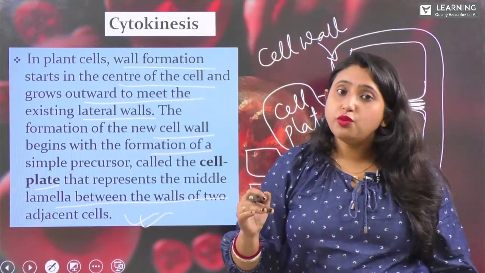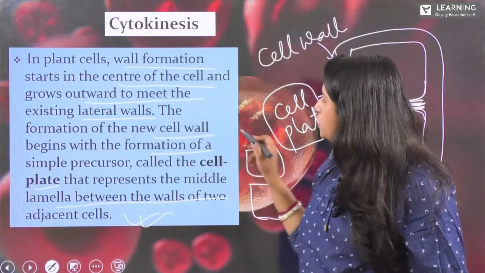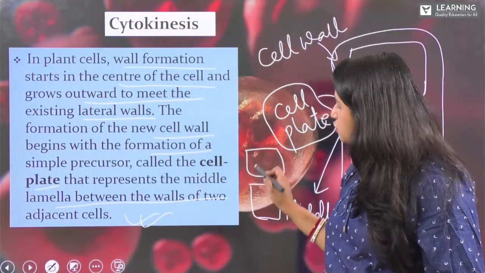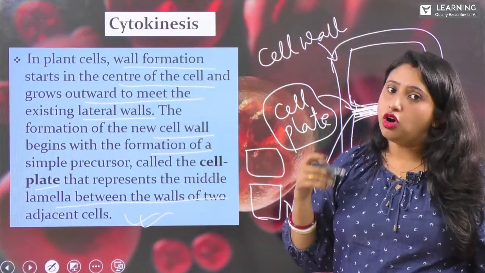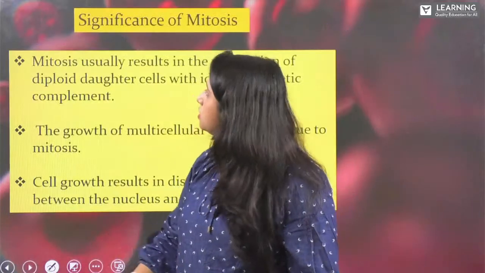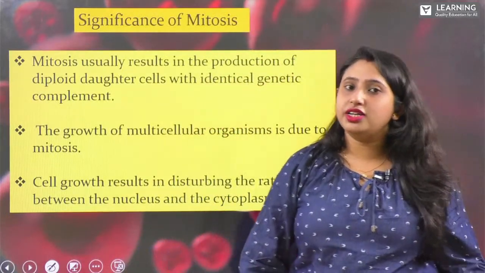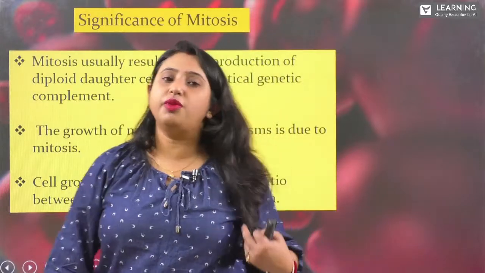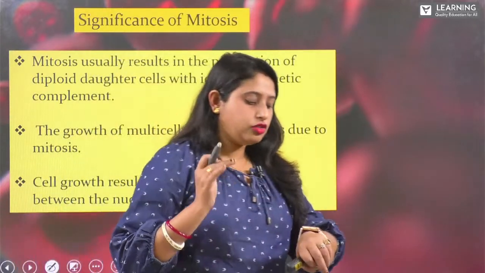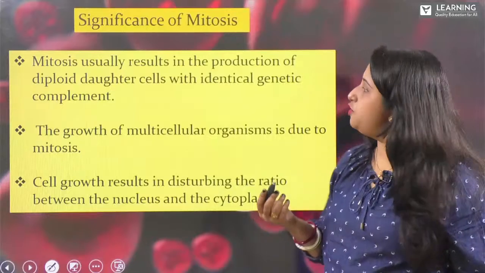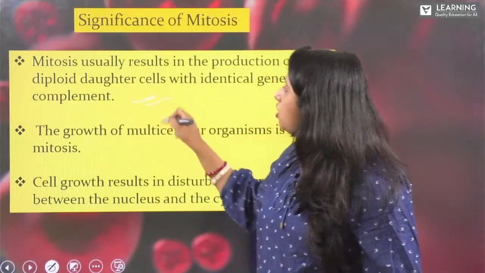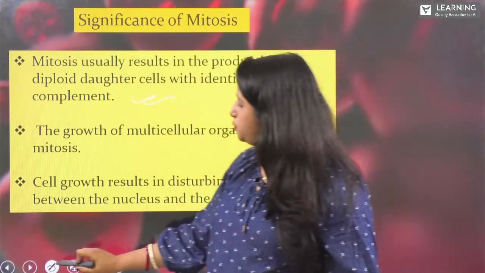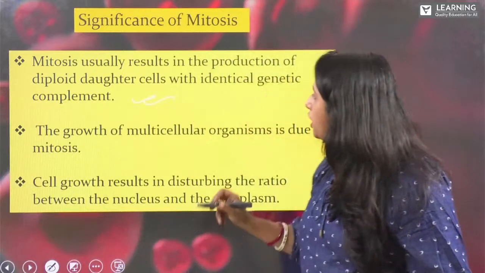That is the division of what? Division of cytoplasm, which leads to the formation of two new daughter cells. So yes. Now, the last topic, let us learn the significance of mitosis. Why is mitosis very much necessary? Because it is responsible for the production of the diploid daughter cells.